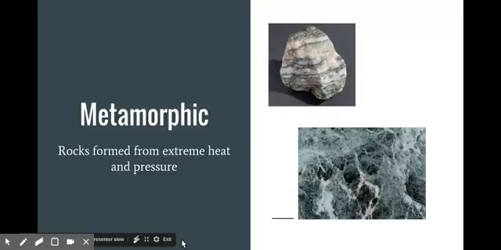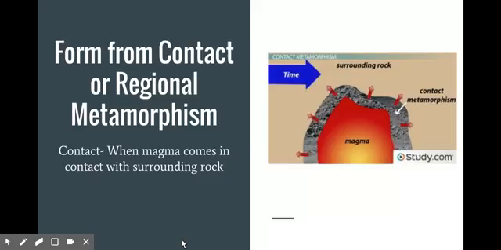Transitioning away from sedimentary, we're now going to look at metamorphic rocks, and these rocks form from extreme heat and pressure. The place where you're going to see that happen often is near magma or where you have tectonic plates colliding, where there's a lot of friction and a lot of heat going on. They form from contact or regional metamorphism. Contact is when the rock comes into contact with the surrounding magma. At that location, you're going to have contact metamorphism.